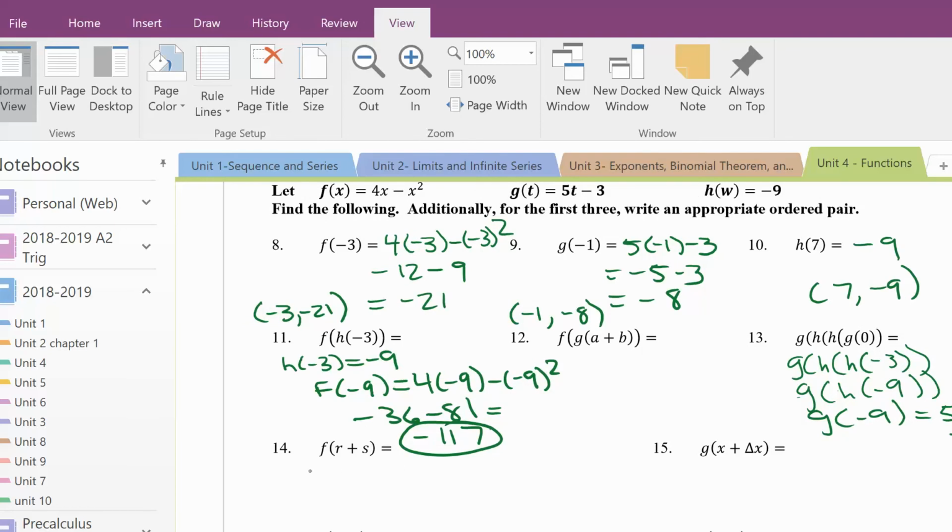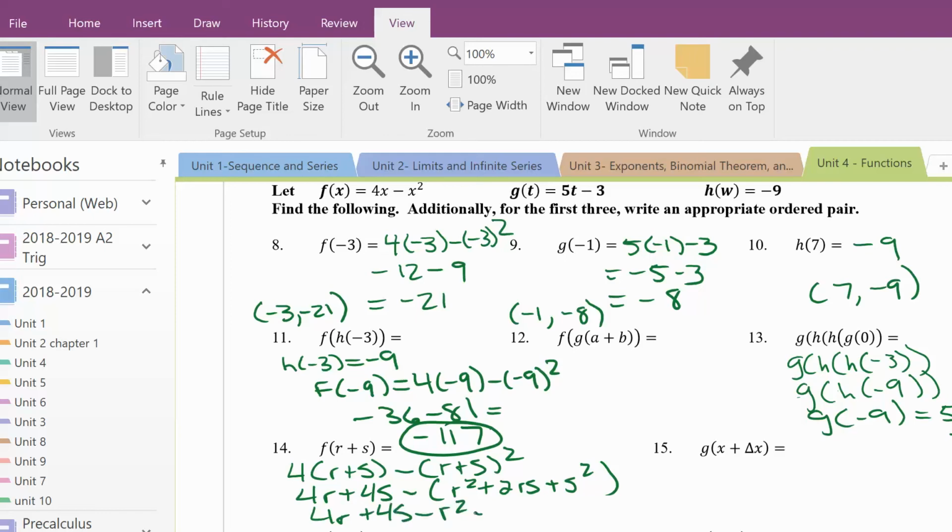14, f of r plus s. So you go 4 times (r plus s) minus (r plus s) squared. So it's 4r plus 4s minus (r plus s) squared, which is r squared plus 2rs plus s squared. Distribute the negative. And there you go. Final answer.